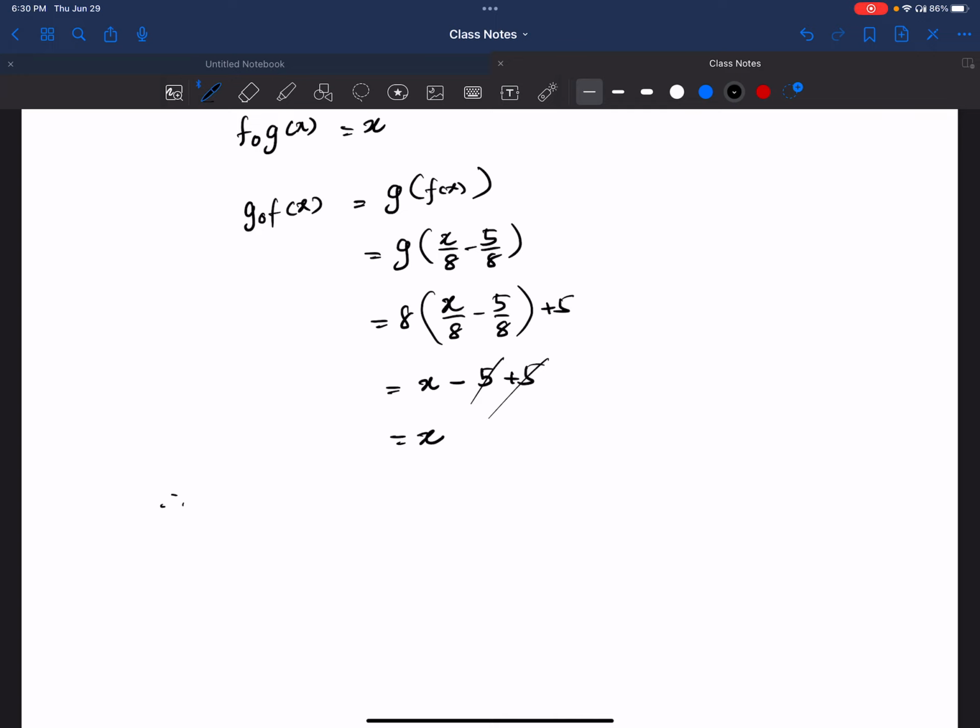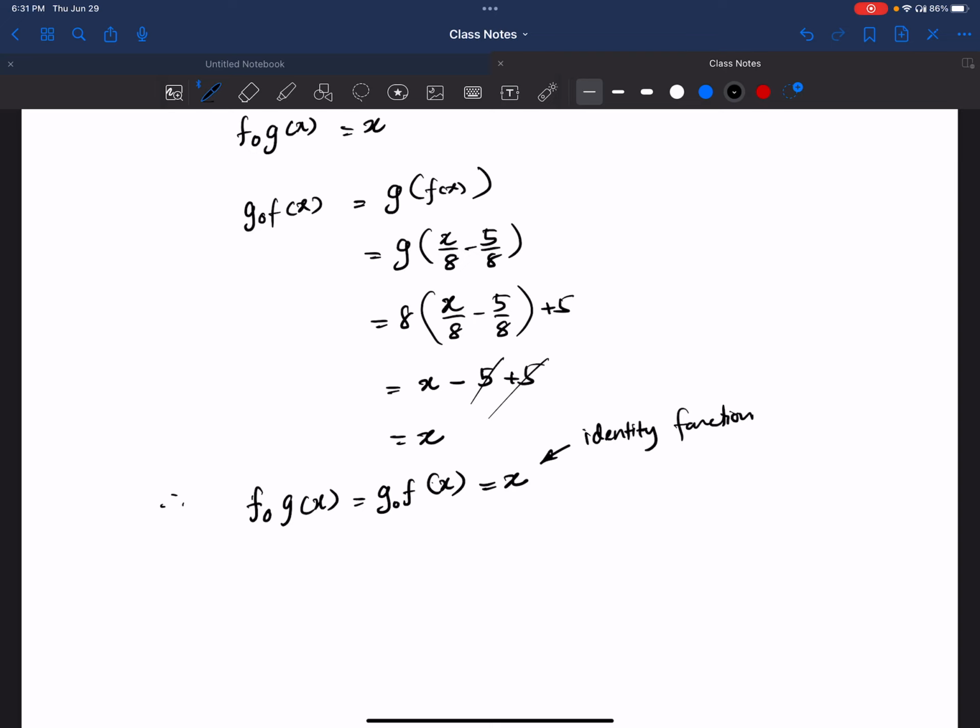That means it is very interesting to see that f composed with g of x is equal to g composed with f of x, which is equal to x. So this is called the identity function.